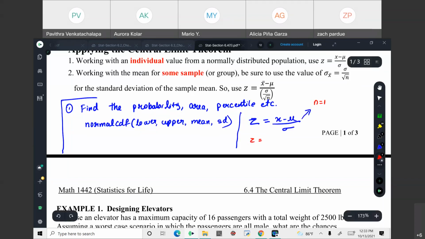Then z is equal to x bar minus mu divided by sigma by square root of n. So this is for sample size greater than 1. Okay, so you have two formulas to calculate the z-score. For n equal to 1, the first formula should be used. For n greater than 1, the red color formula must be used.